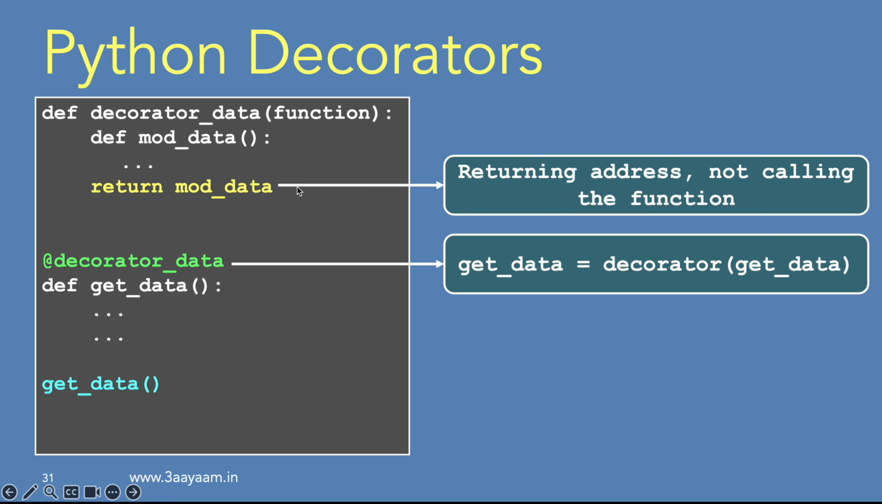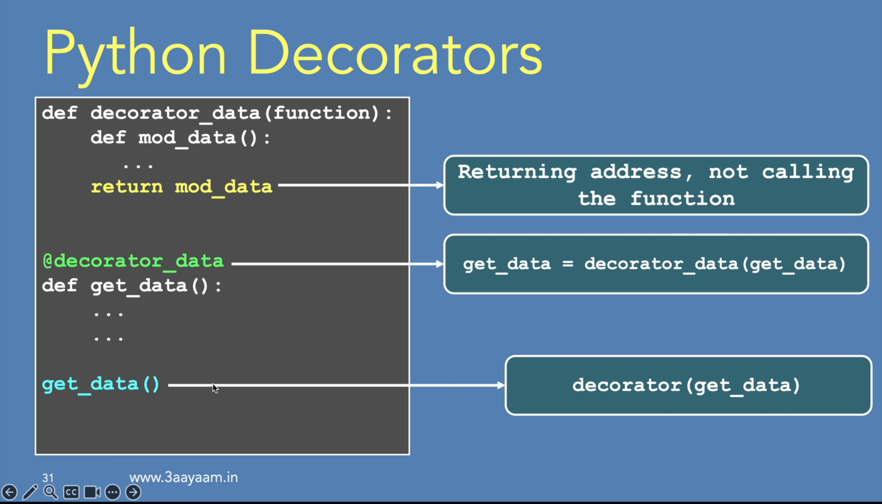Because it is returning a function, and you are passing get_data as an argument to the decorator function. It should be decorator_data, not decorator. Sorry, let me change that. So this is what it is. We are calling decorator_data. We are passing the get_data function, and whatever this function is returning, which is actually a modified function address, we are capturing it in get_data, and then we are executing get_data, which is basically decorator get_data, right? This is what a decorator does.